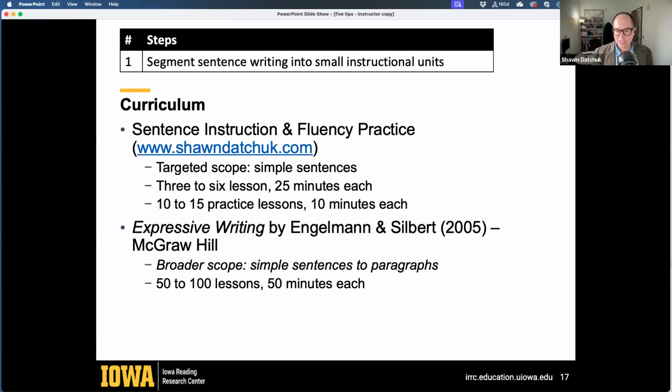In addition to my studies, there are larger curricula out there that have adopted this framework or have used this framework even before I started studying it. Particularly Zig Engelmann and colleagues use it in Expressive Writing. And I notice in my intervention lessons, it's really geared to a supplemental tertiary intervention of just a handful of lessons. This curriculum is a broad, expansive curriculum that not only focuses in on sentences, but also paragraphs. So instead of 3 to 6 lessons, there's 50 to 100 lessons.